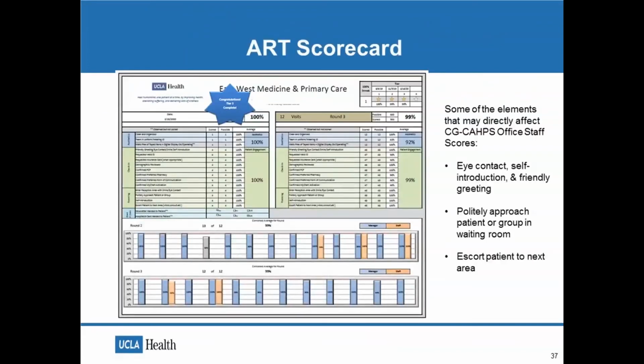This just gives an example of one of the AHRQ scorecards, and there's many dimensions to this and tracking. But as I put on the right-hand side, there are certain elements that we feel directly affect the CG CAPS office scores. And these have to do with eye contact, introduction, friendly greeting, being polite when approaching the patient or groups, and wayfinding, escorting patients when that is necessary. Next slide.